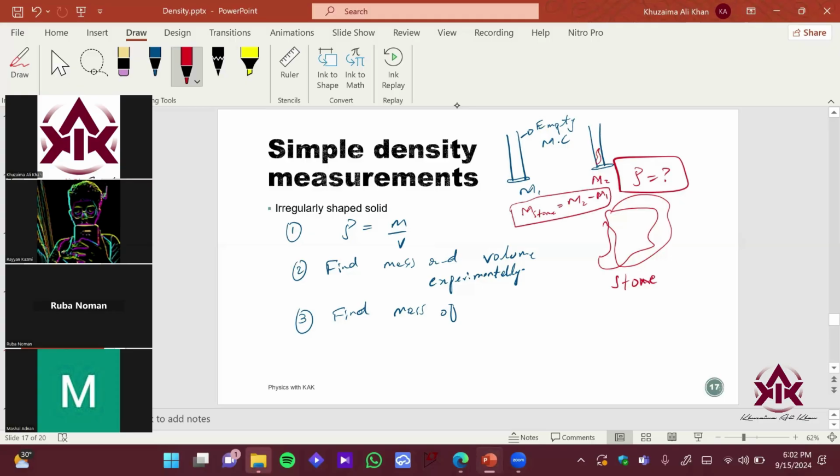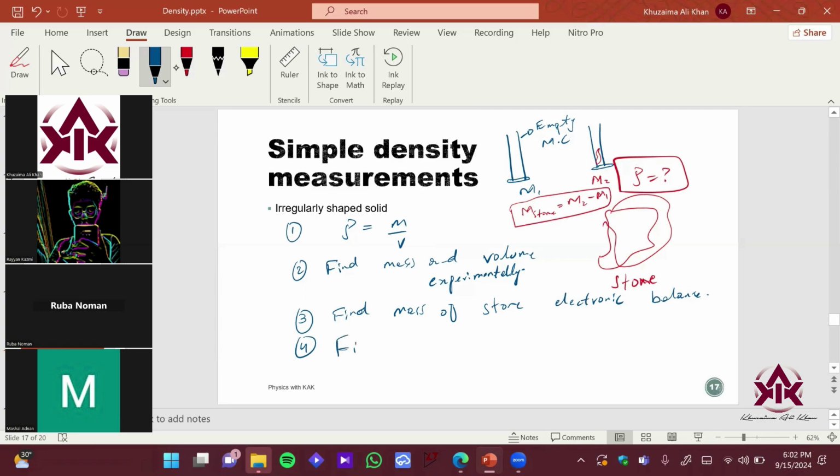So that is going to be the mass of stone. That is correct, but that is pretty lengthy, right? Why can't I just find the mass of stone using the electronic balance? Won't that be simple, Ruba? Yes, that is also correct. Okay, no worries.